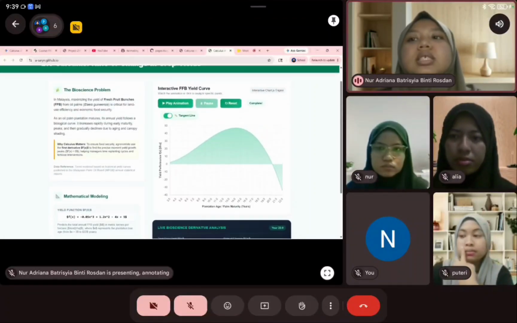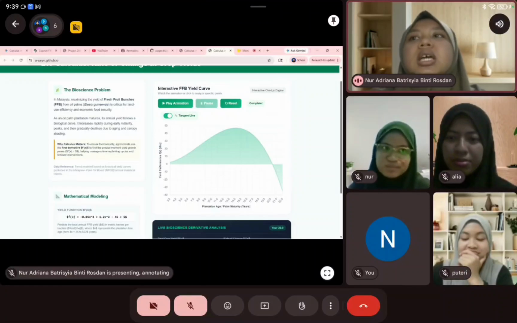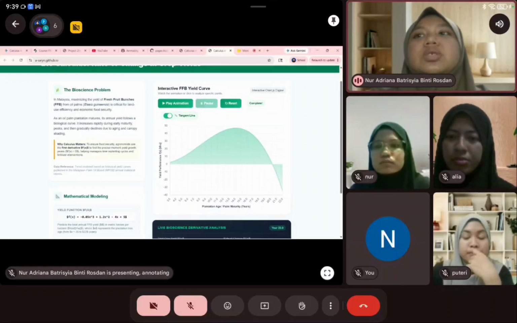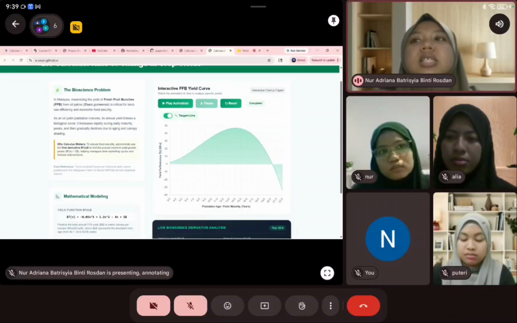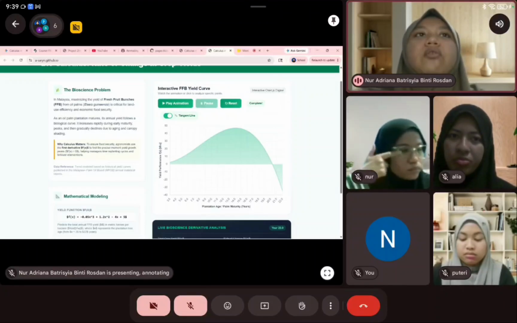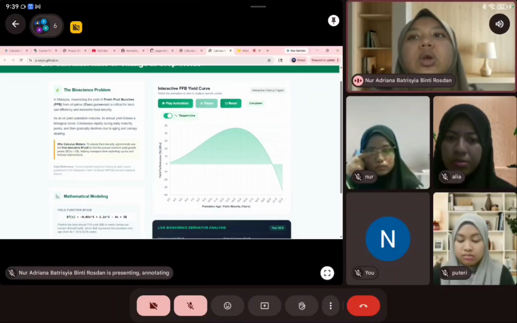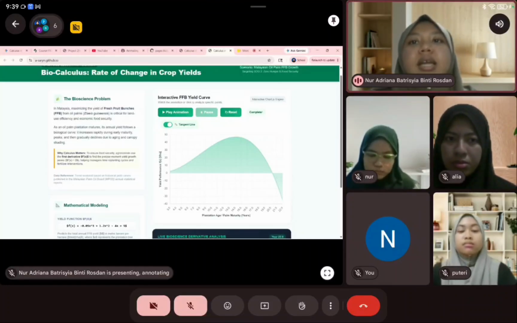So the importance of studying this bioscience problem for a student majoring in food security: analyzing these biological growth rates using calculus is vital for several reasons. First, land use efficiency. Malaysia has strict caps on forest conversion to protect biodiversity, to ensure global vegetable oil security without expanding land footprints. Agronomists must optimize production on existing land.